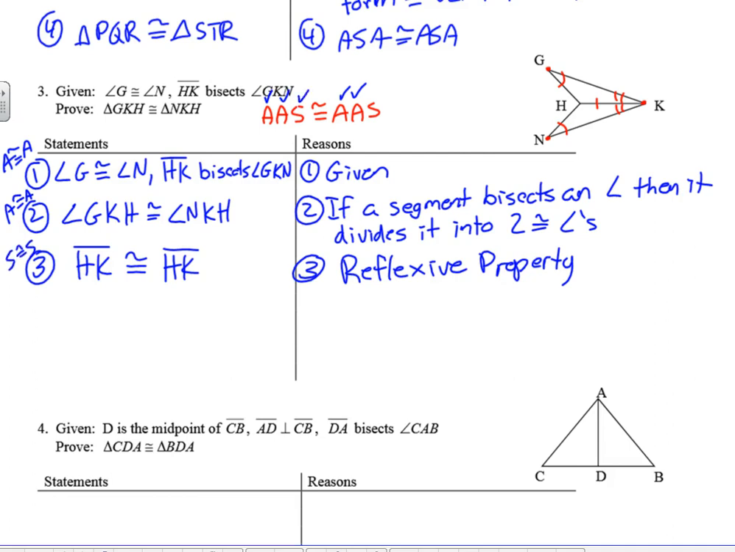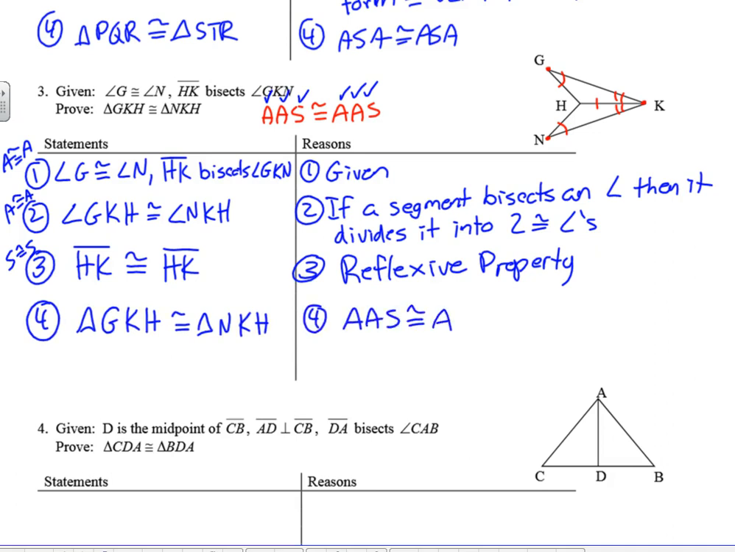So we've got all the statements that we need to use our reason and say triangle GKH is congruent to triangle NKH, and it's angle, angle, side, congruent to angle, angle, side.